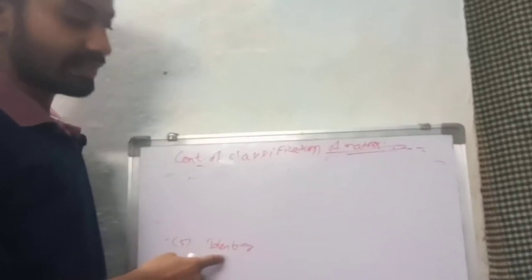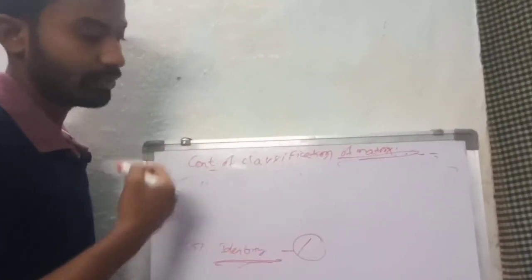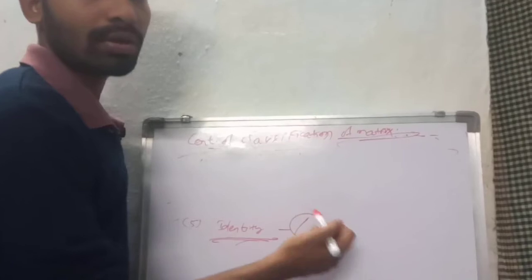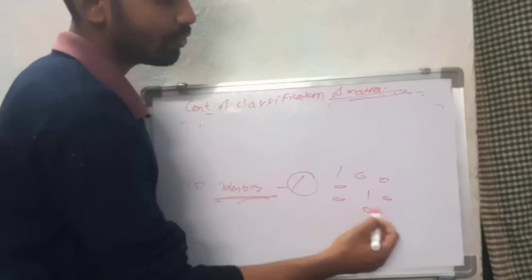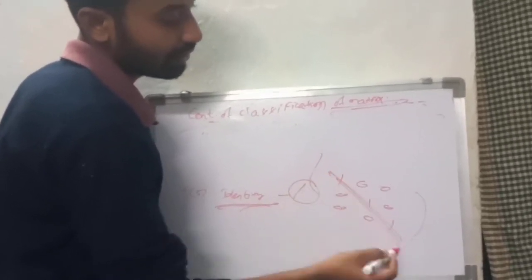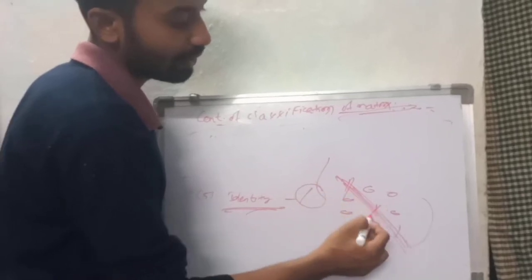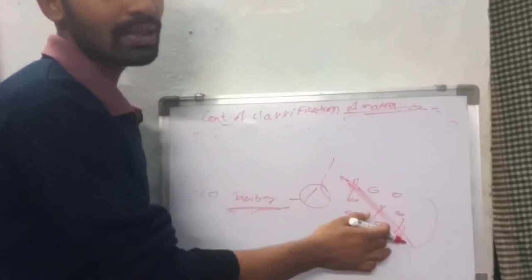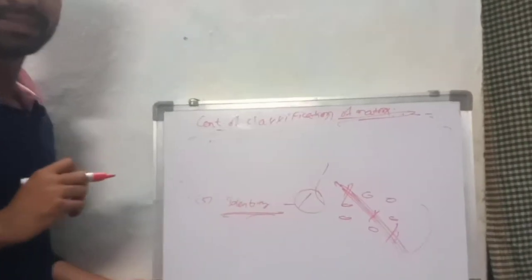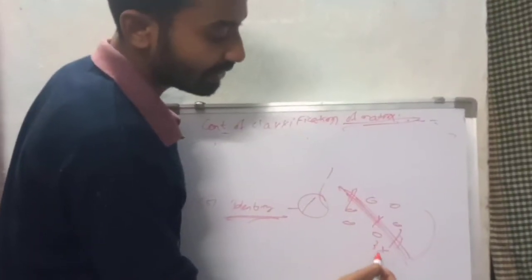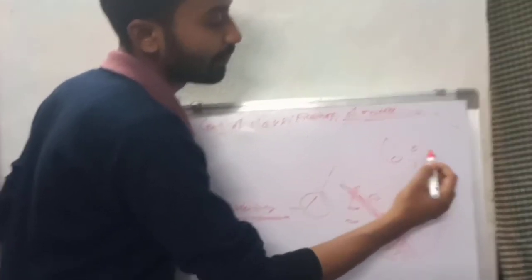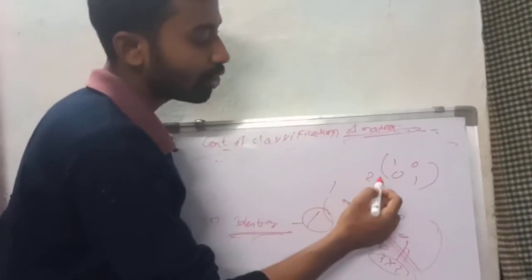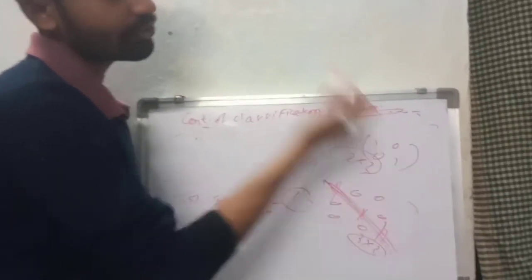Identity matrix. This will be the 1. An identity matrix means all the elements of the diagonal will be 1. So 1 0 0, 0 1 0, 0 0 1. All the diagonal elements will be 1, and this is the identity matrix. This is a 3 by 3 matrix because there are 3 rows and 3 columns. Similarly, 1 0, 0 1 is a 2 by 2 matrix, with 2 columns and 2 rows. So this is also an identity matrix.